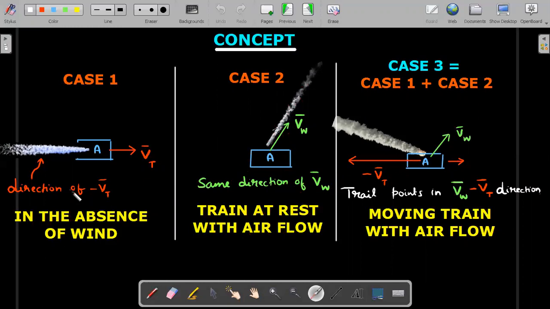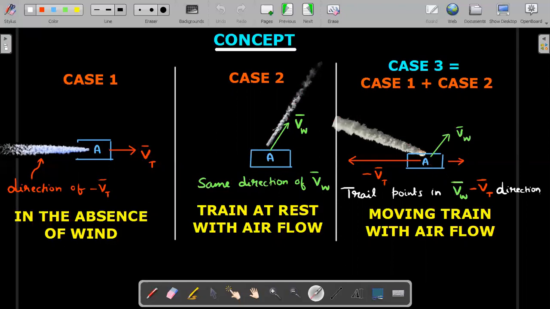So here in case 1, if wind is not there, the smoke will go in the minus VT bar direction. And in case 2, if VT is 0 but VW is there, then the smoke trail you could see is represented in the direction of VW. So case 3 is a simple superposition of the two velocity vectors of case 1 and case 2.